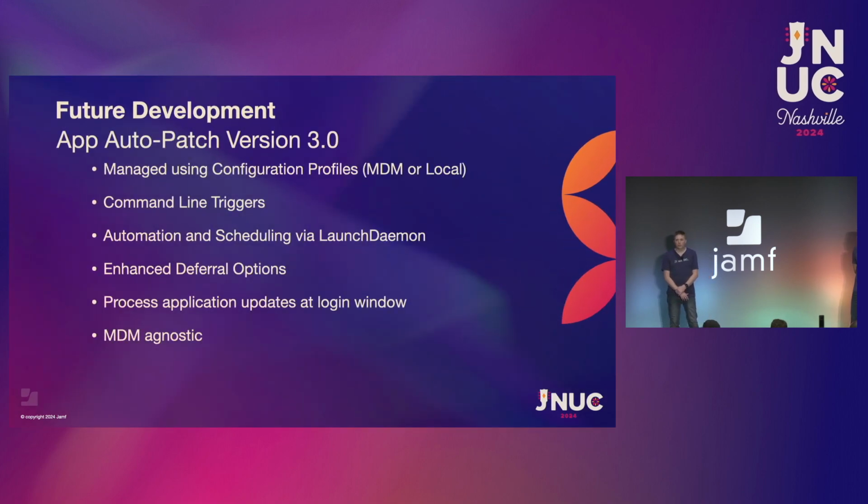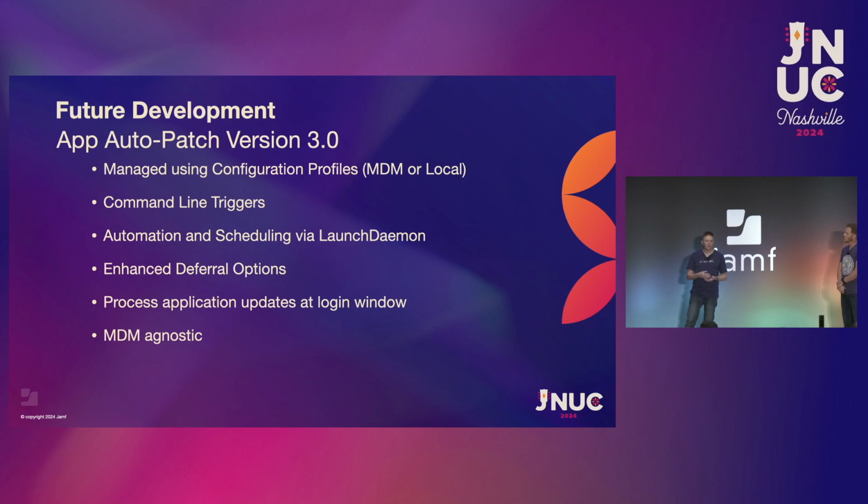So our next major version is going to be 3.0, which is going to include several enhancements for both the end user and Mac admins. 3.0 is going to be able to be managed using a configuration profile, either deployed via MDM or locally. So you'll be able to configure the settings using either configuration profile or command line triggers. Who's familiar with the Superman script? Okay, it's going to be very similar to that. So how you configure Superman with either configuration profile or command lines, you'll be able to basically do the same thing with App Auto Patch.